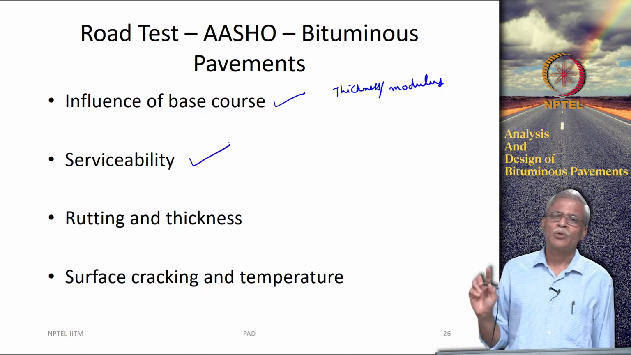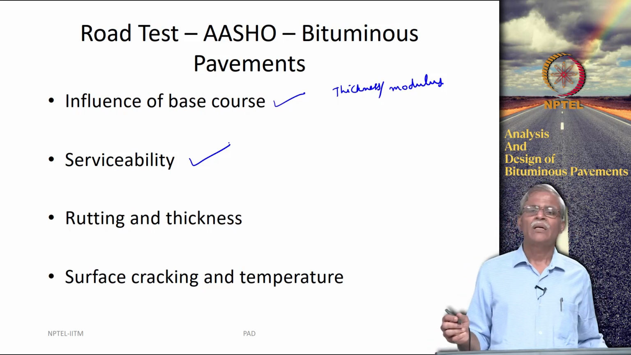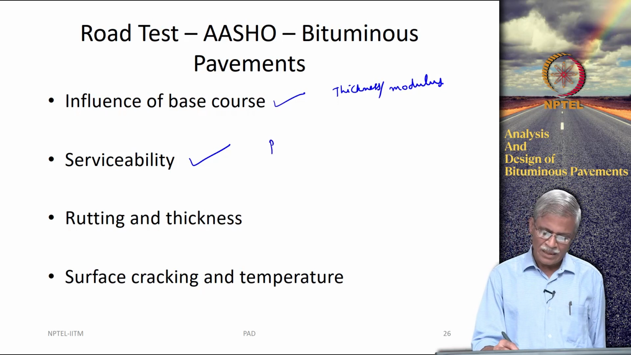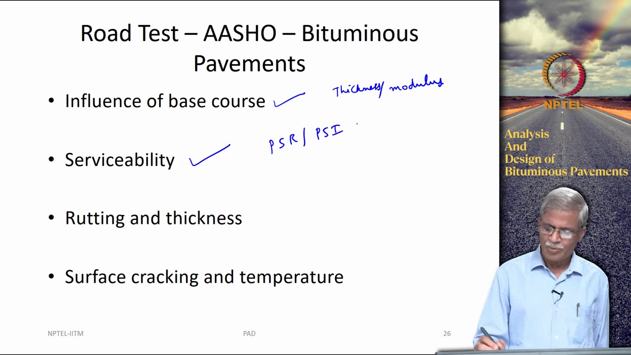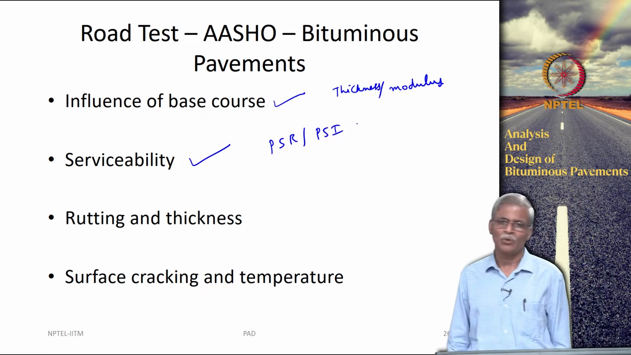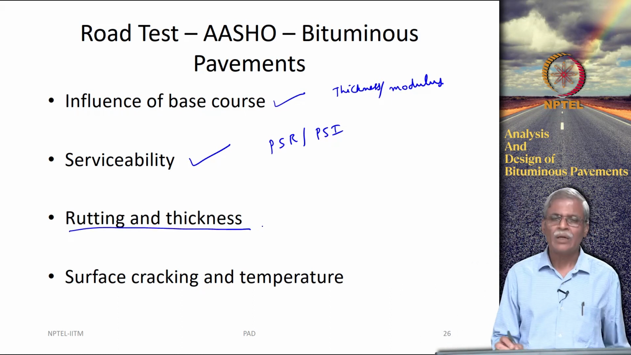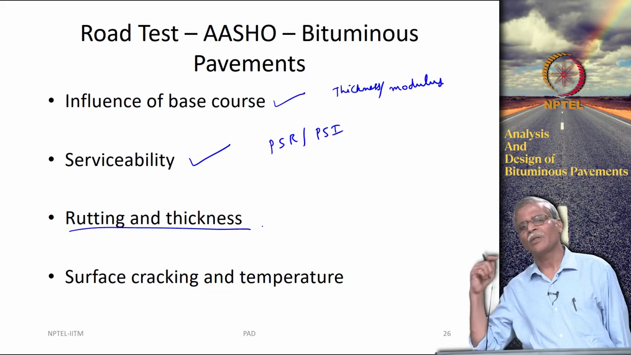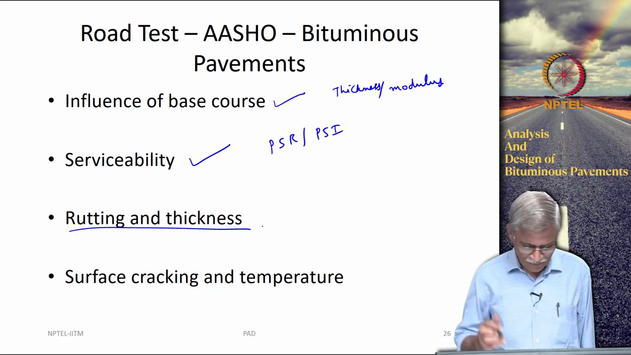Then the next and the most important concept was something to do with serviceability in terms of rideability and ride comfort, and this resulted later in what are called pavement serviceability index, pavement serviceability rating and all those things. The third important thing that they were looking at is the relation between rutting, the longitudinal depression in the wheel path that you see, and the associated pavement layer thickness.